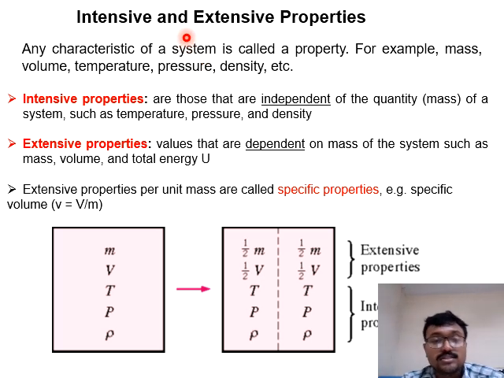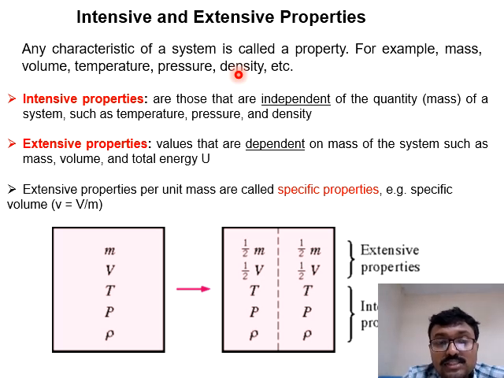Next is the properties of a system. A system has some properties. Properties means mass of a system, volume of a system, temperature of a system. They are called properties because we can define the system by defining the mass, the volume, the temperature and pressure of the system. So these are called the properties of the system.